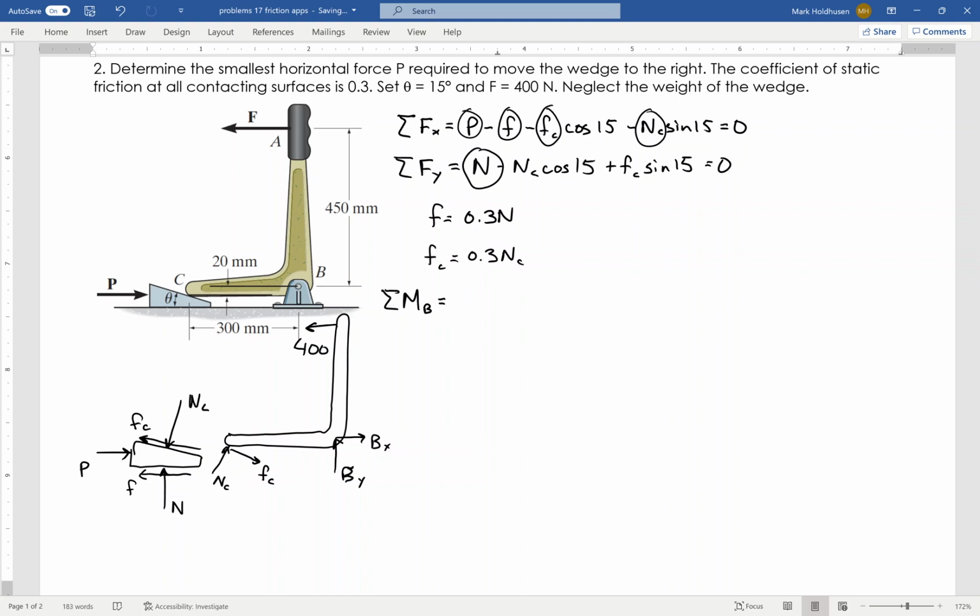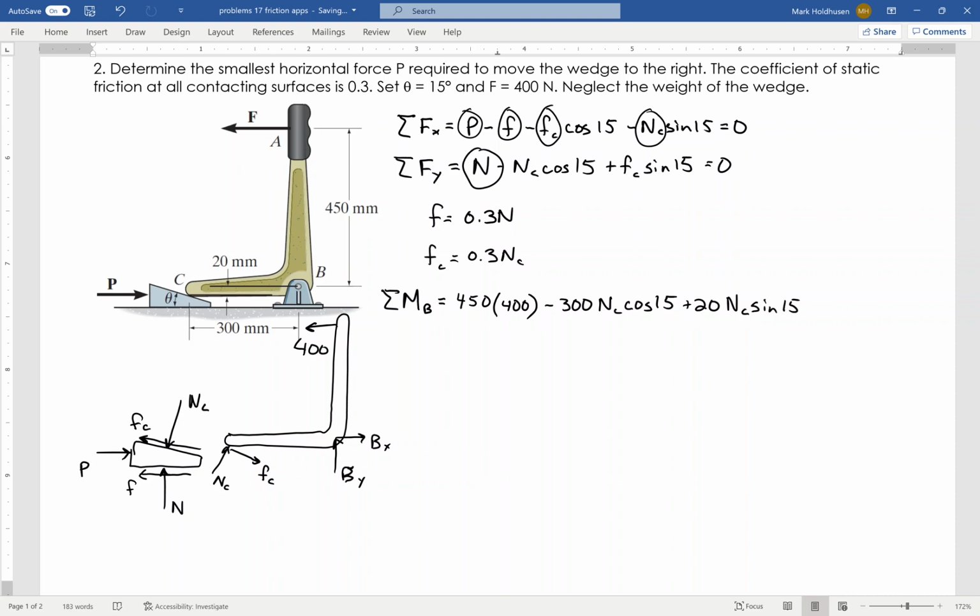So I've got that 400. It's 450 up. It's a positive moment, so I just go 450 times 400. And then I've got NC and FC occurring now. They each have a horizontal and a vertical component. This gets a little tedious. I'll let you go through and check it on your own if you don't believe me, but I'm going to take the horizontal distance 300 times the vertical component of NC, which is cosine of 15. Okay, then I'll do the vertical distance, which is 20, times the horizontal component of NC, which is going to be sine of 15.